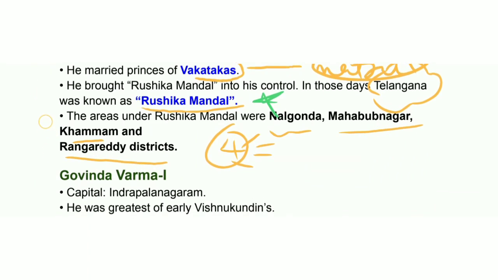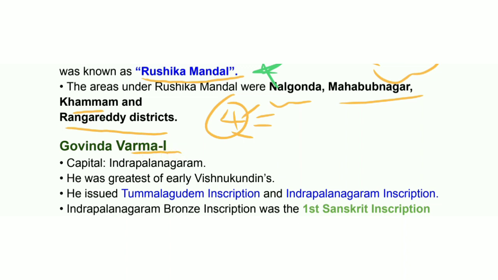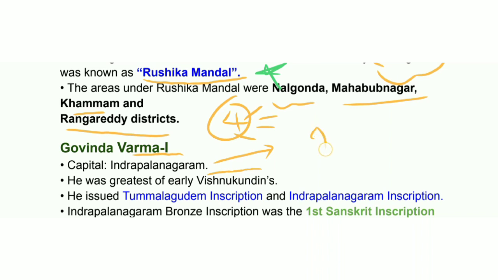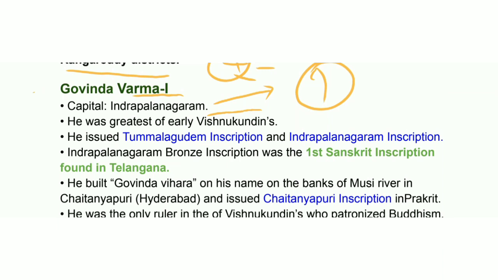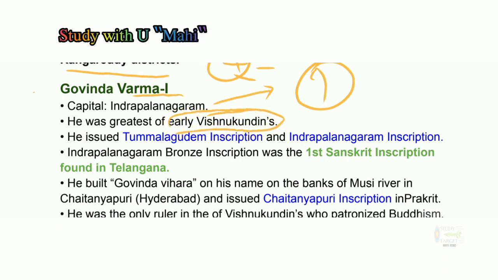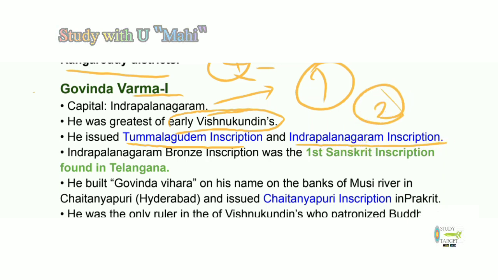Next, after Madhavavarma, Govindavarma ruled the Vishnukundin dynasty, and his capital was also Indrapala Nagaram. What is the other name for Indrapala Nagaram? He was the greatest of the early Vishnukundin rulers. He issued 2 inscriptions: the Tummalagudam inscription and the Indrapala Nagaram inscription.